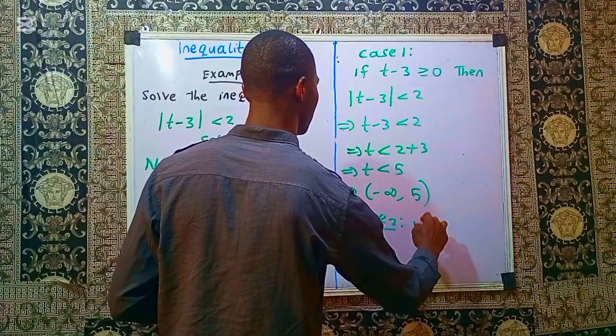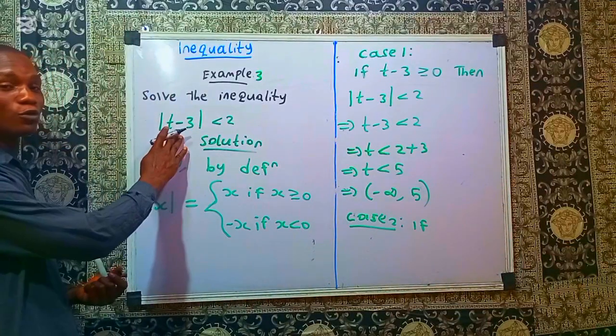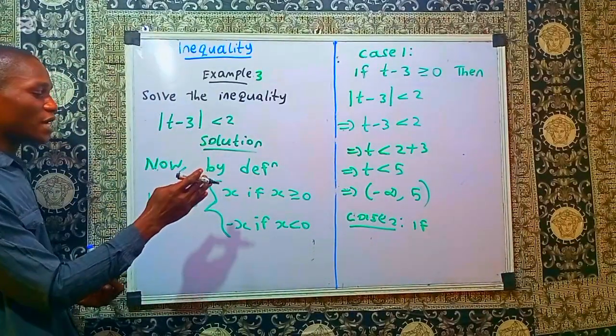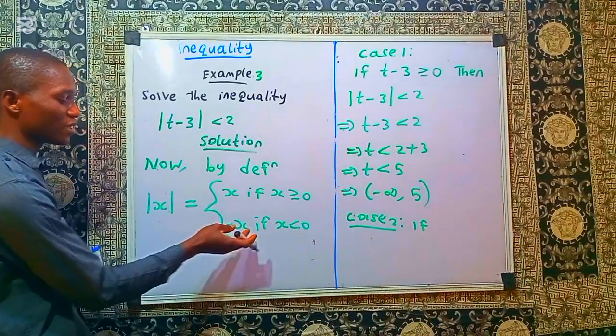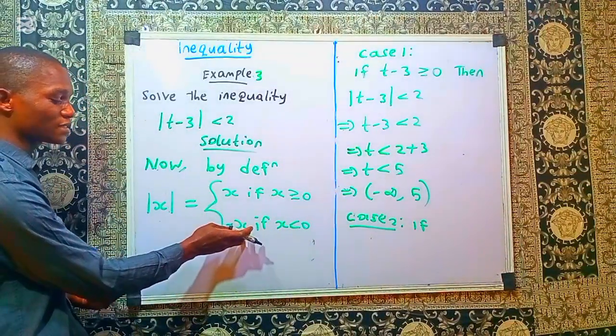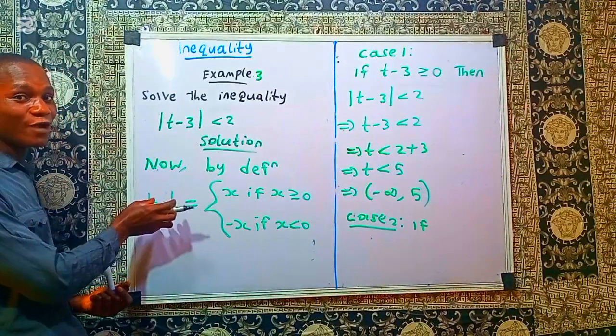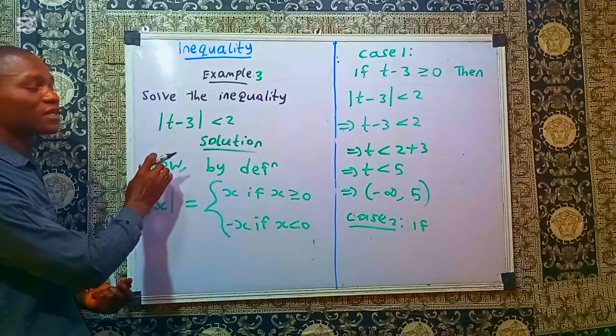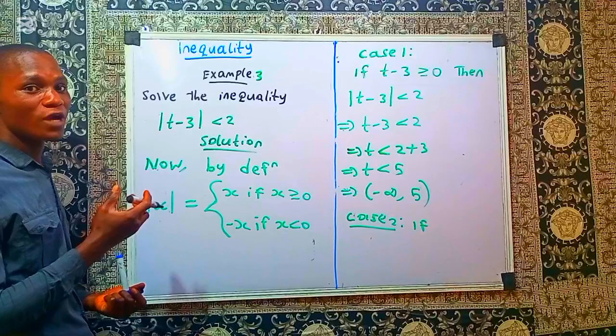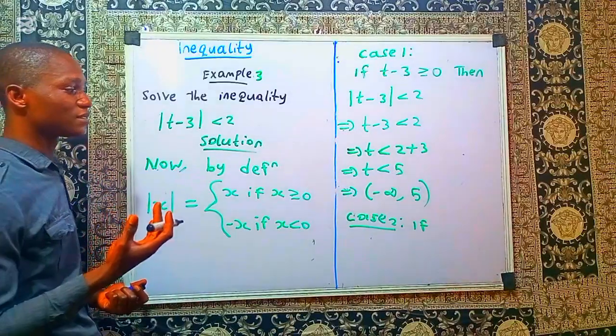This is case 2. If the quantity inside the absolute value happens to be a negative number, we say that if x is negative, the absolute value of x will be minus x. x is whatever you have inside the absolute value. What you have inside this absolute value is t minus 3. Okay, let's consider the case where t minus 3 is negative.